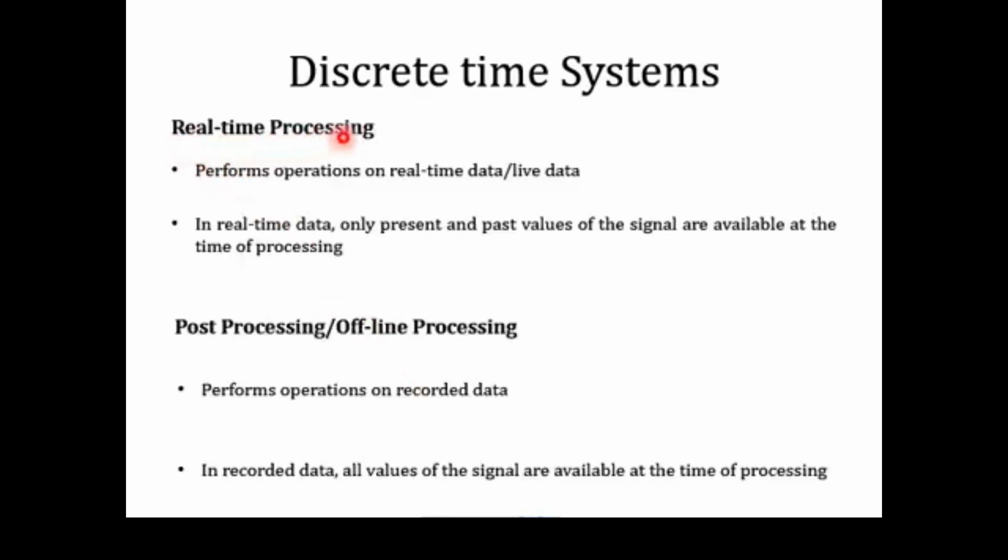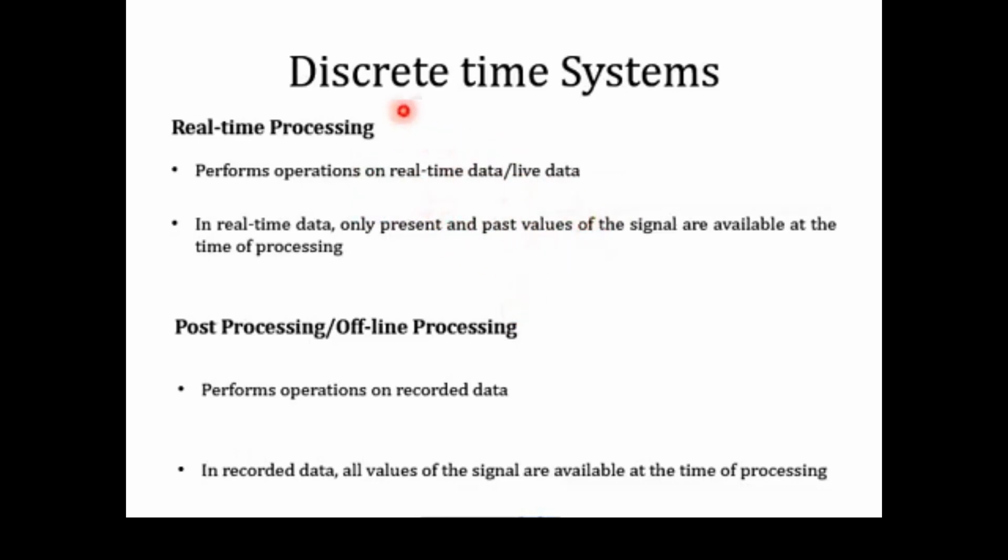In real-time processing systems, we can apply signal processing operations on the live data or real-time data, while in the case of post-processing systems, we can apply operations only on the recorded data. And in recorded data, we can access all the samples of our signal because we have captured the whole signal, and then we are going to process it. While in the case of real-time processing, we can access only the present and previous samples of our signal which have already been captured and stored in our memory. So this is the basic difference between these two approaches of signal processing.